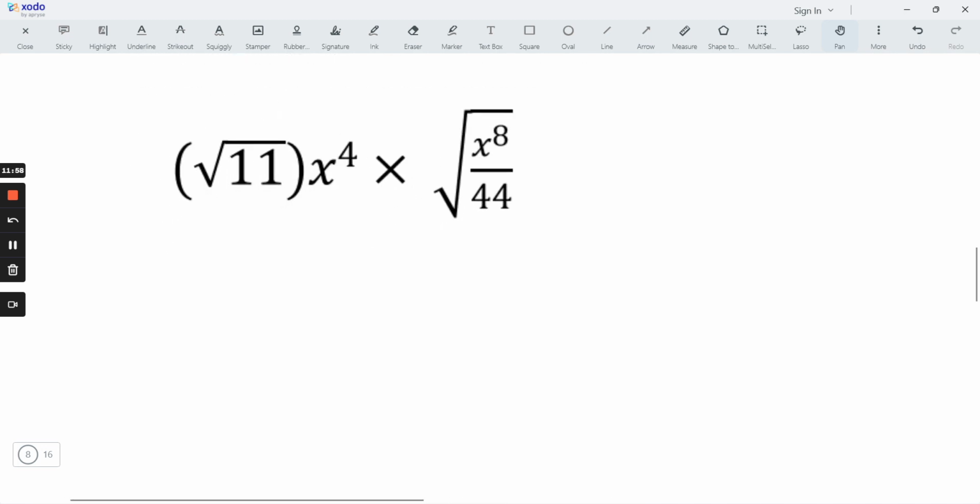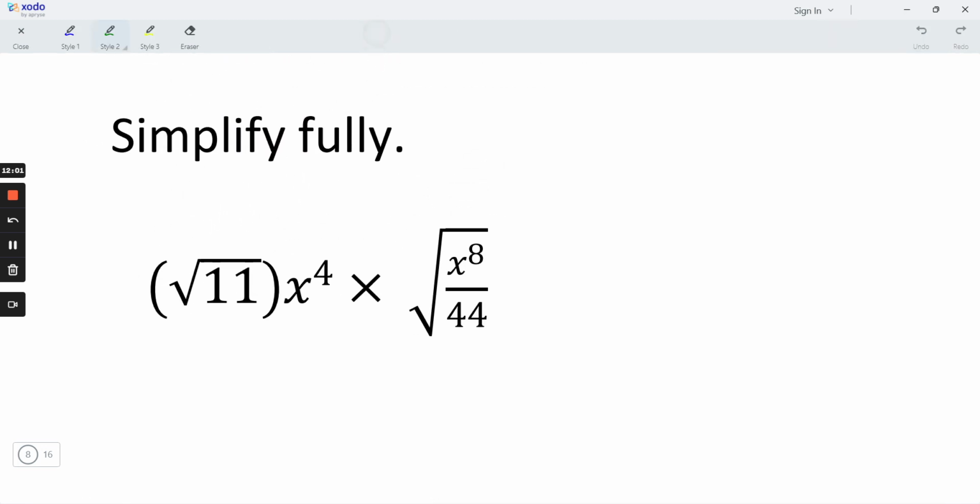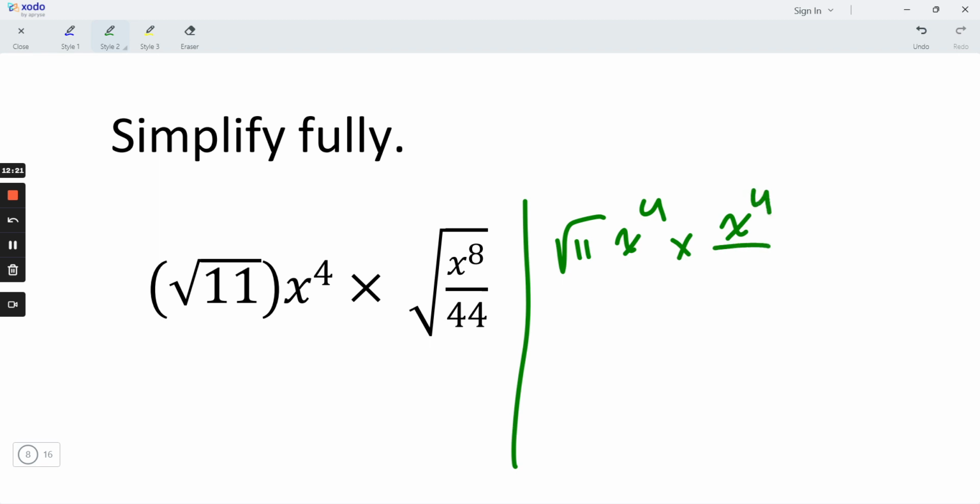This one here same, this one here same. We can do the same. So here it's a multiplication, so directly. Here we have √11 x^4 times x^8. Half of 8 is 4, so x^4 divided by √44. 44 is 4 times 11, so it's 2√11.